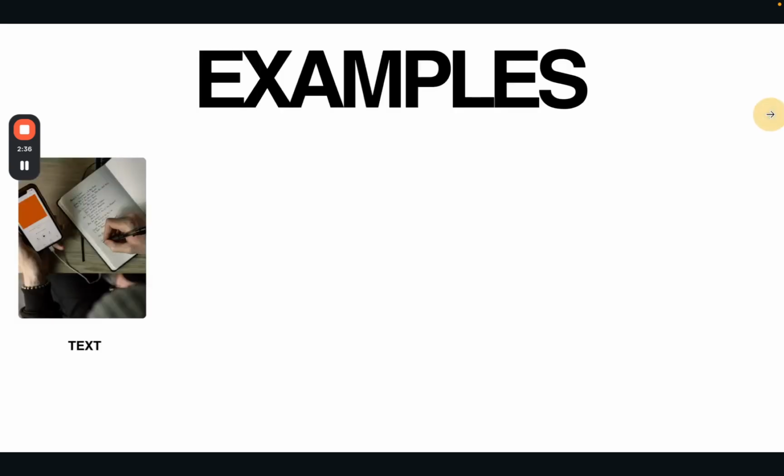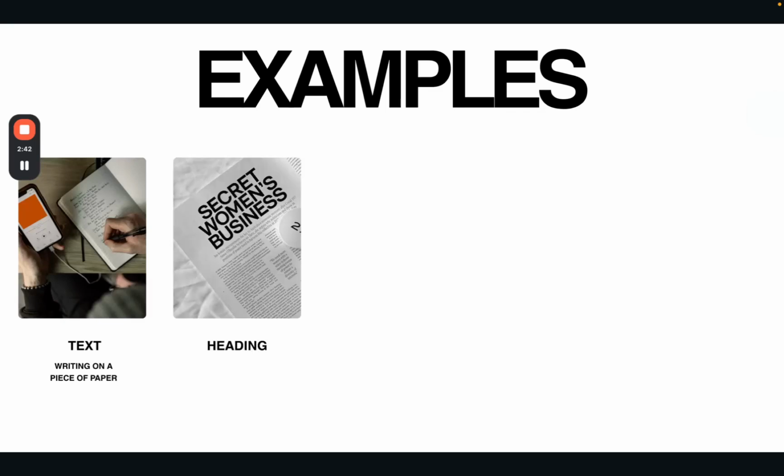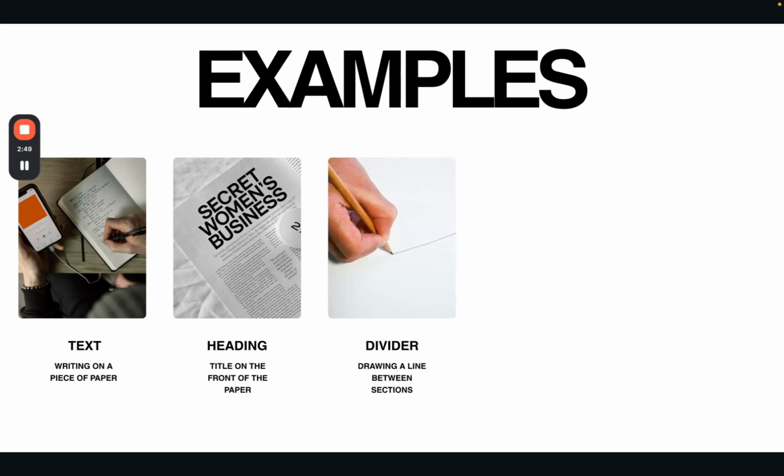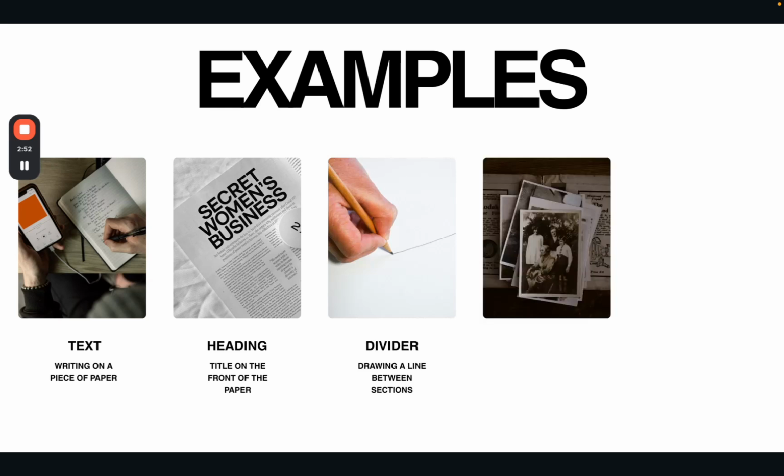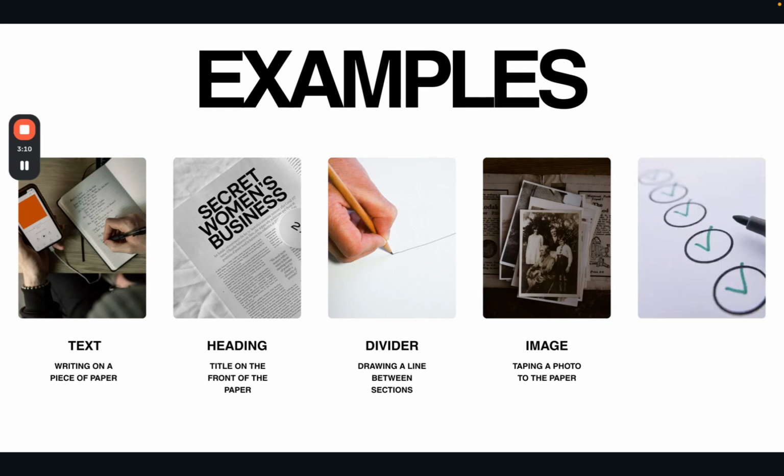So text basically is a block. It's like writing on a piece of paper. Heading is a block, like titles on the front of the paper. Divider is a block, like drawing a line between sections. Images are blocks, like taping a photo to the paper, and of course, lists. I'm going to demo all of this after this presentation, but I'm just going to quickly tell you more about features and sections and different spaces basically in Notion so you'll understand it better.